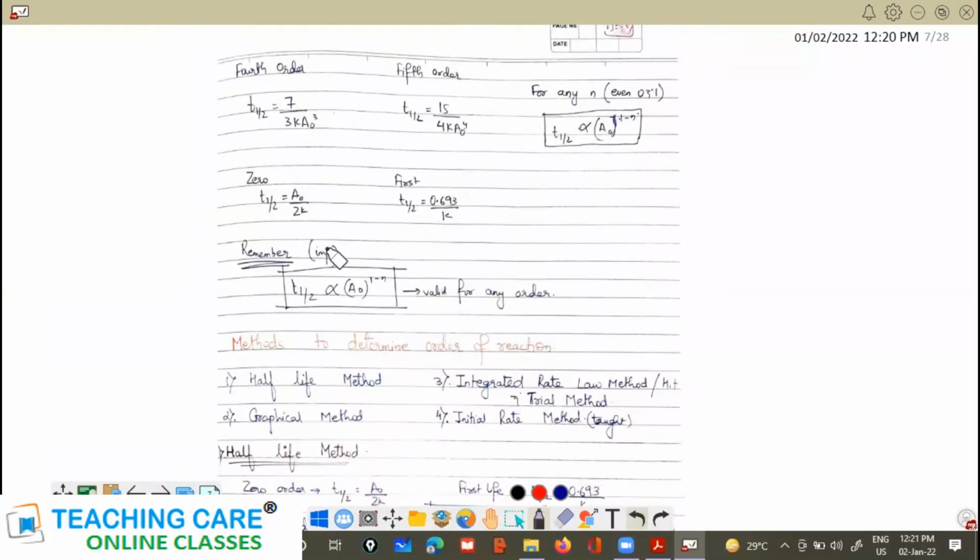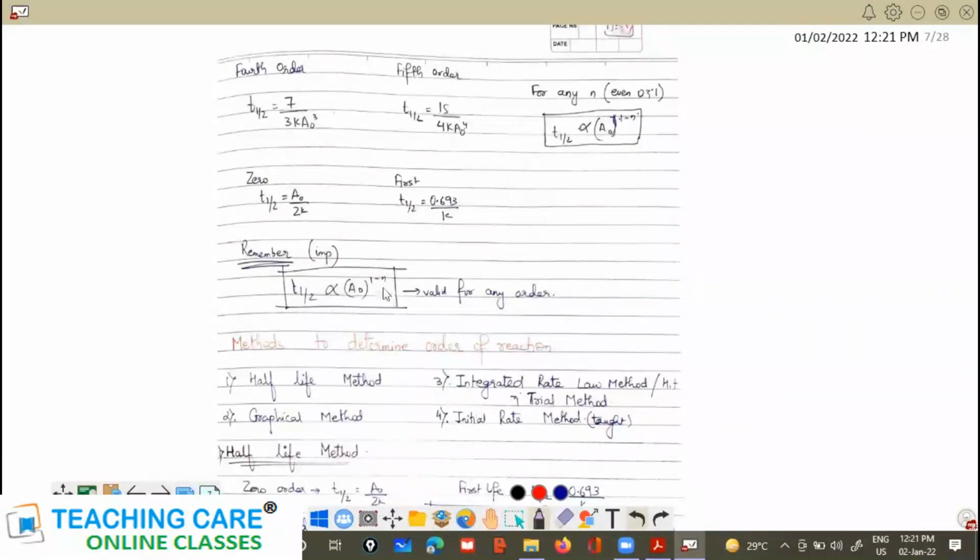Okay, coming to this, this is an important thing that T half is directly proportional to a naught to the power 1 minus n. Till now we did n minus 1, remembered? Everywhere we did n minus 1. But here, because it is inversely, it goes up to 1 minus n. So this is an important thing which you need to remember. For all the orders, it will be 1 minus n if you do it directly proportional.